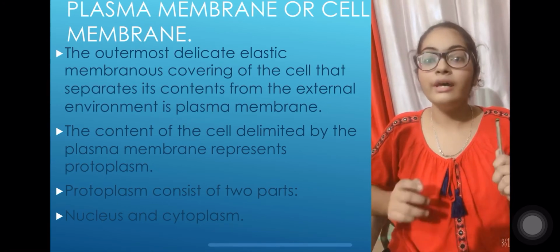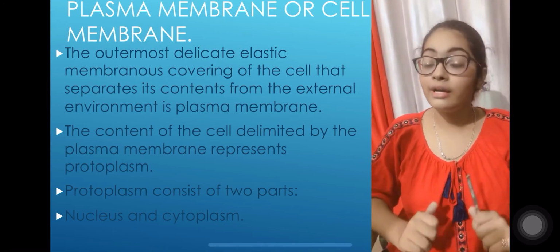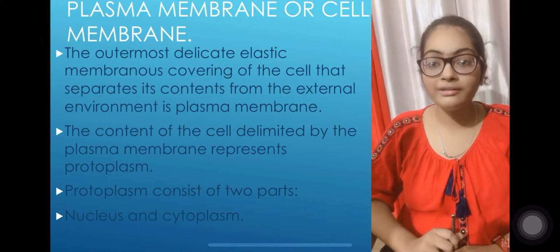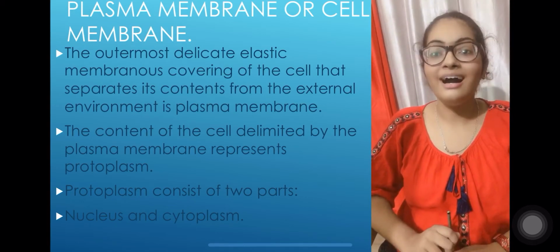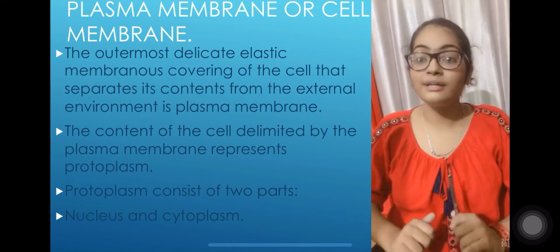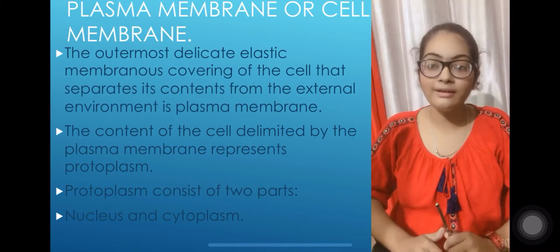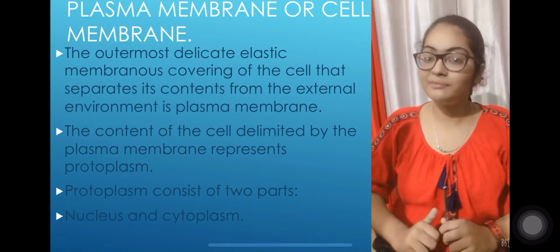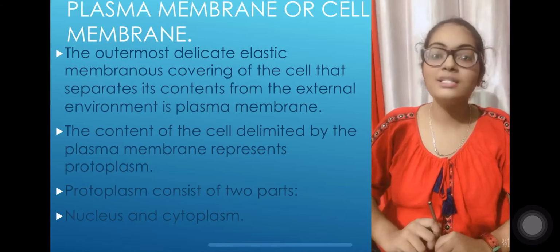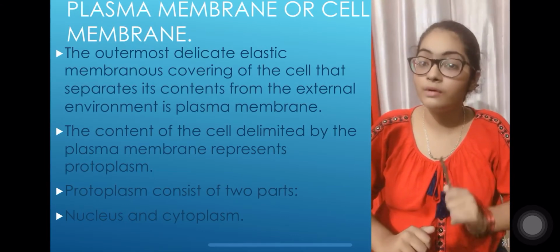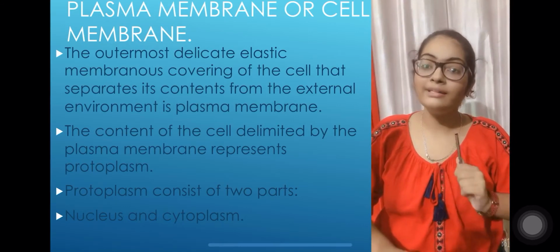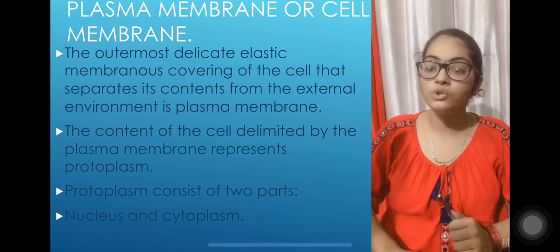The inner contents of the cell, the contents which are enclosed by the plasma membrane are called, can you tell me? Are called protoplasm. The content which is delimited by the cell membrane or the plasma membrane is called the protoplasm. Have you marked the word protoplasm? It's very important. The content delimited by the cell membrane is protoplasm.